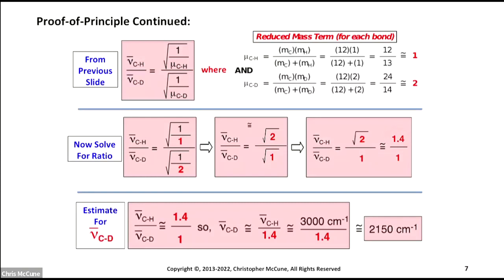Okay. And so now we can estimate where the CD stretch would show up. I just plug that into the ratio here. I use that ratio to solve for now the CD stretch. And I know that a CH stretch is roughly around 3,000 inverse centimeters. I rounded it up a little bit, but it makes the math simple. So I would expect to see, if I had one, a CD stretch at around 2150.